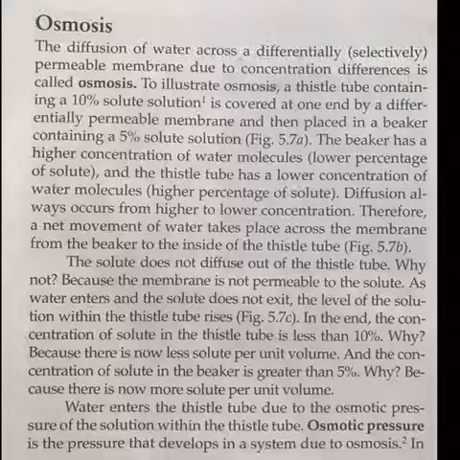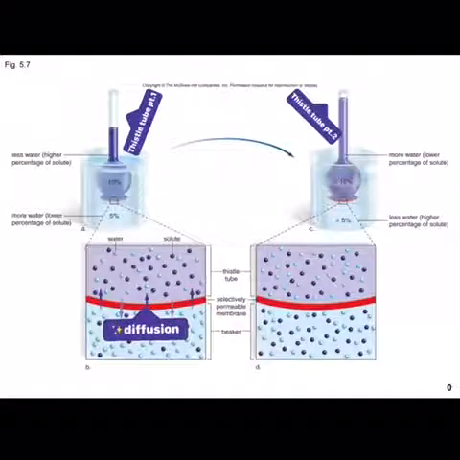In the end, the concentration of the solution in the thistle tube is less than 10%. Why? Because there is now less solute per unit volume, and the concentration of solute in the beaker is greater than 5%. Why? Because there is now more solute per unit volume. Water enters the thistle tube due to the osmotic pressure of the solution within the thistle tube. Osmotic pressure is the pressure that develops in a system due to osmosis.